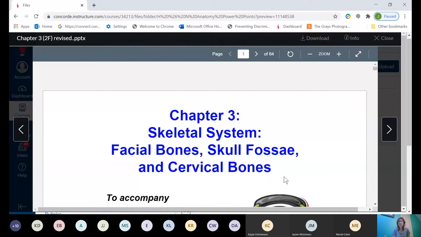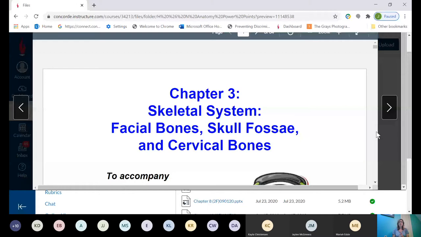Yeah. Okay. So this is the second half of chapter three that we started the other day with the skulls. By now you should be pretty familiar with the skulls, the bones that make up the skull, the cranial bones. And we talked about the facial bones. And now we're going to get into a little bit more detail on these particular bones, the features that you really need to know about.